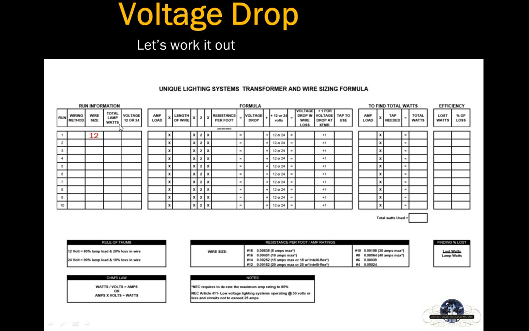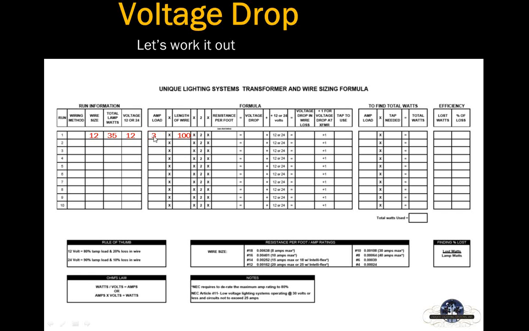So let's say we're going to have our 12-gauge wire. We've got our 35 watts that we're going to run on a 12-volt system. Now, we're going to figure out the amp load. Watts divided by volts equals 2.8, 2.9 amps. So I'm going to round it up to 3. We're going to be 100 feet away from the transformer. Now, we need to work out to get our voltage drop. We need to work out this formula here.